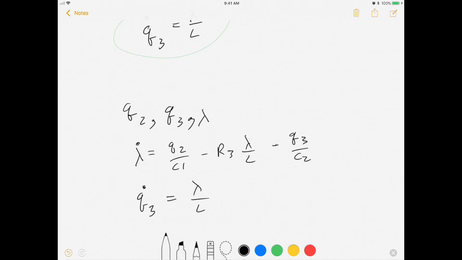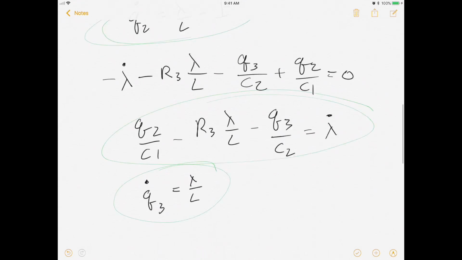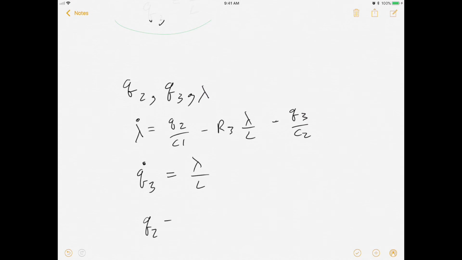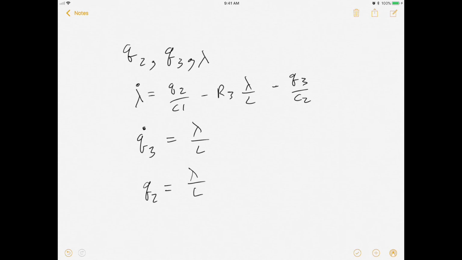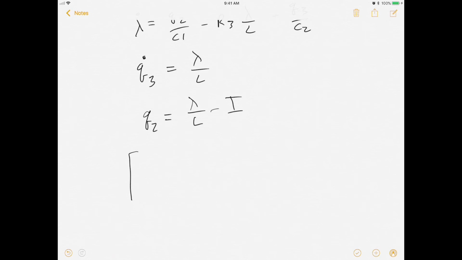And the last and final equation is going to be Q2 is equal to lambda over L minus an I, right? And then we can put this in matrix form by stating we have Q2, Q3, lambda, and these are all dots. The derivative, the rate of change, is equal to this matrix right here.